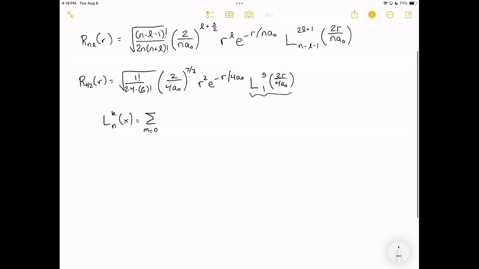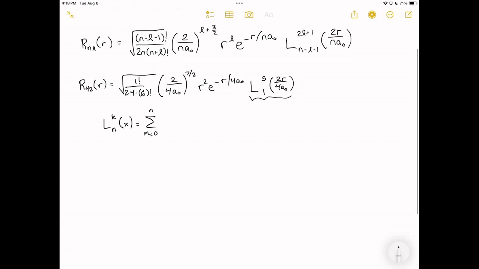So it's this big summation here, m equals 0 to n, minus 1 to the m, n plus k factorial, n minus m factorial, k plus m factorial, m factorial, x to the m. So that's the scary sort of thing. But once you start plugging numbers in, it's really not that bad. And what we're doing here is we're making a polynomial of x, right? But our polynomial is 2r over 4a naught. So we'll plug that back in a little bit.